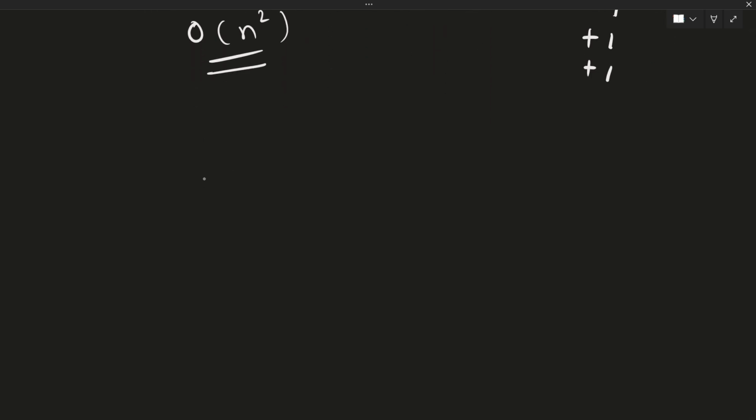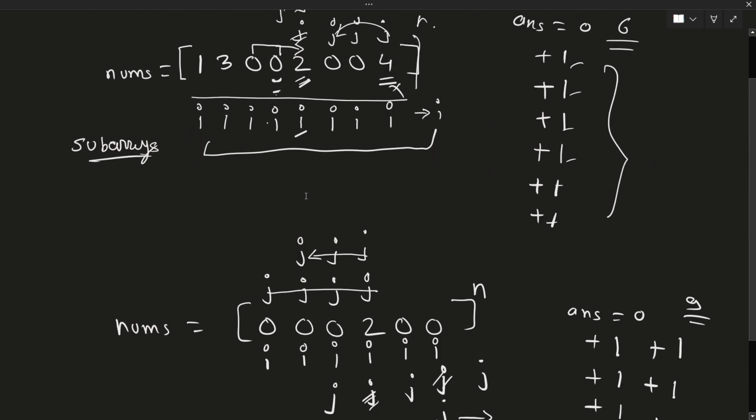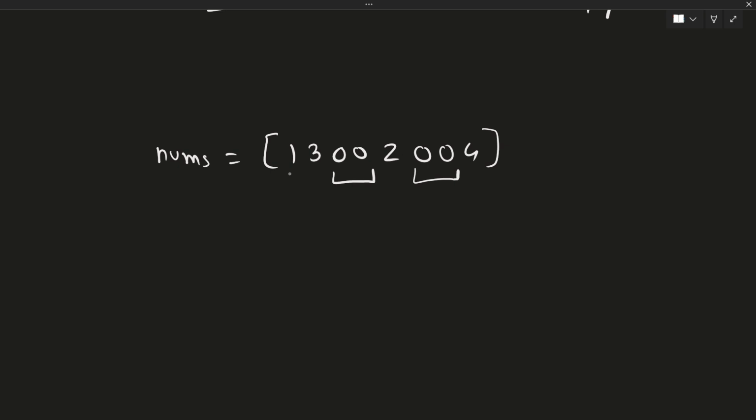Let's take one example. Let's take this first example only. It is 1 3 0 0 2 0 0 4. So let's say this nums is 1300 2004. Great. Now we are interested in the subarrays which are filled with 0, which means we are interested in this part and this part, right? So yeah, these elements will not contribute to any answer. This will not contribute to any of the answer.